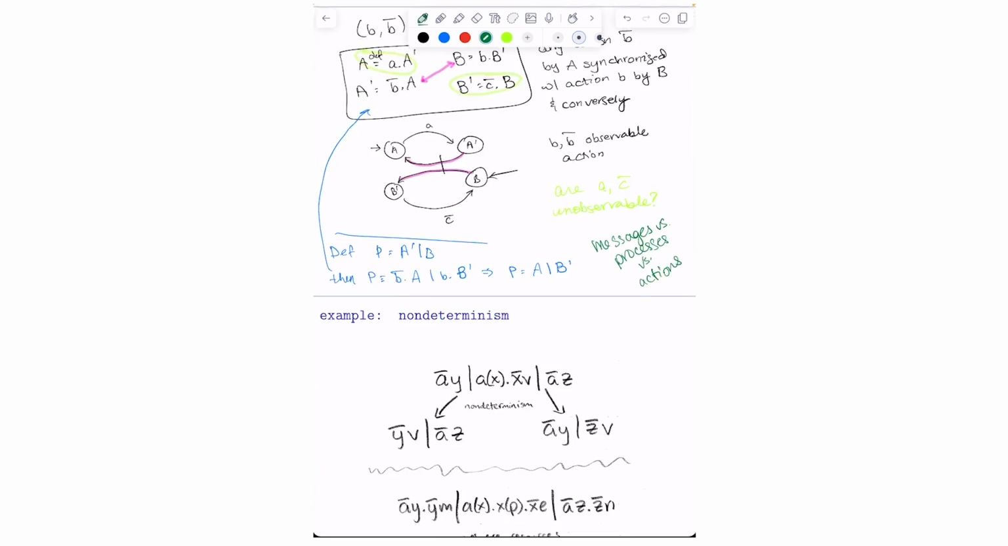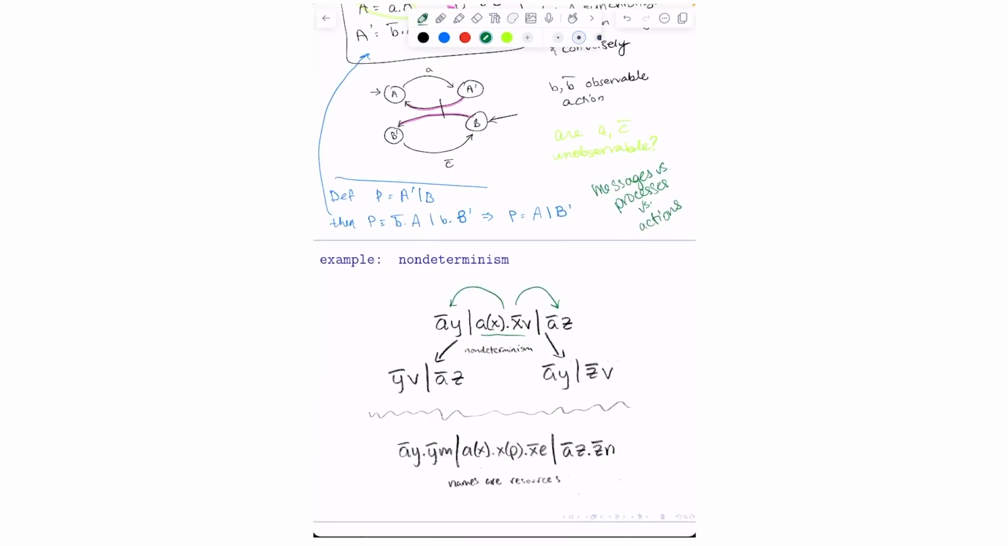Okay. So there's this concept of non-determinism, meaning that this thing in the center can react with this on the left or this on the right. So you have two possible outcomes. That's going to give me either y bar v concurrent with a bar z, or it's going to give me a bar y concurrent with z bar v. So do we believe that this should work?